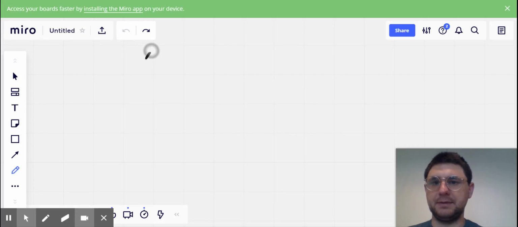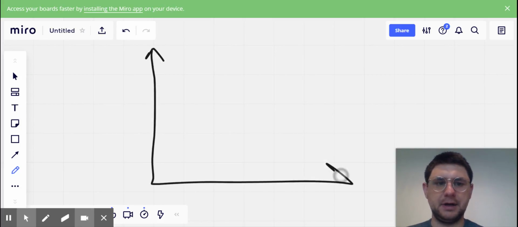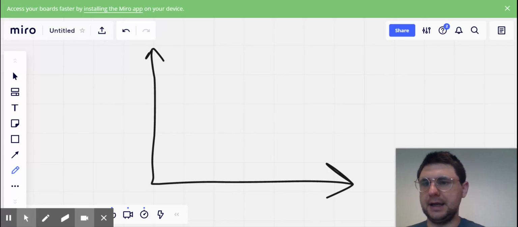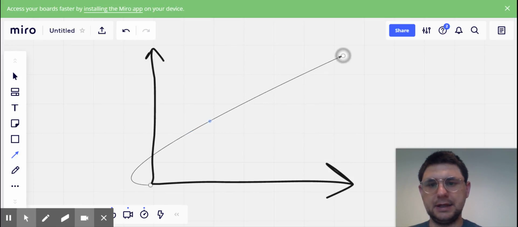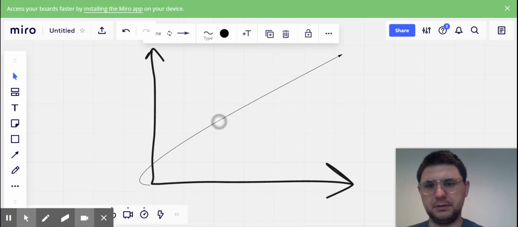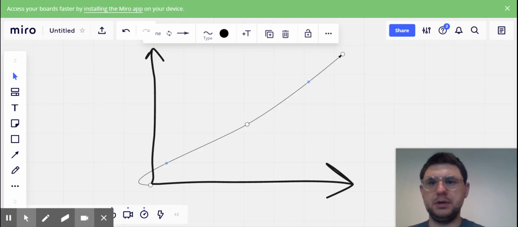Okay, so we haven't talked about this in a while, but if you guys remember, we've got an x-axis and a y-axis, and our relationship is a straight line. Oop, that is not straight. Let me undo that.